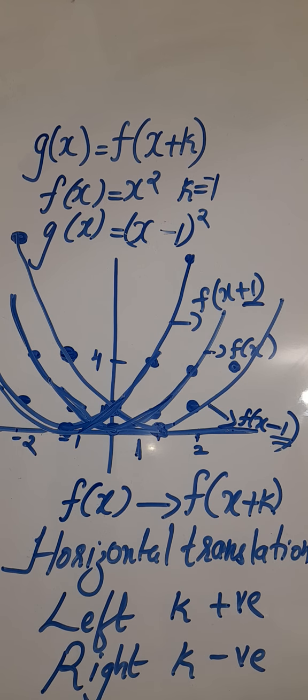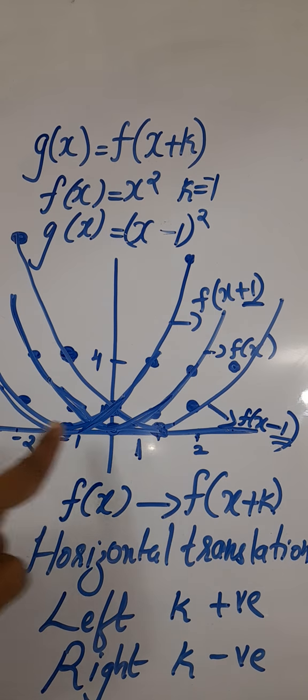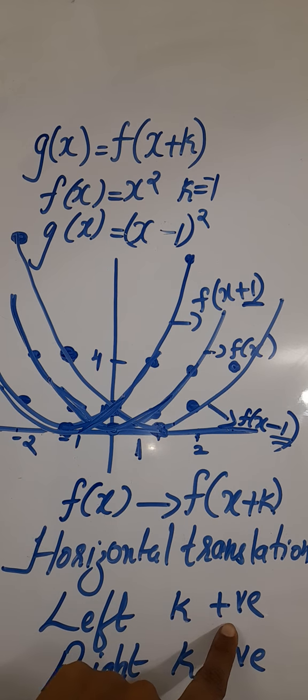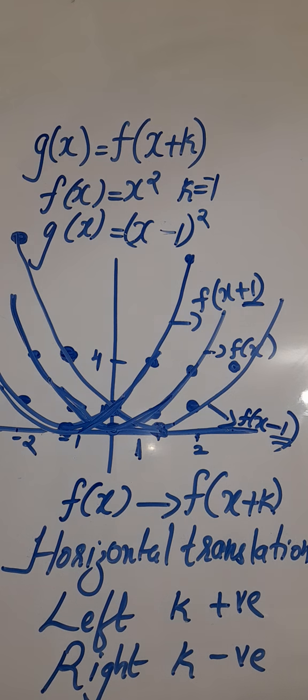You will see that whatever be the function, when f of x transforms to f of x plus k, you end up getting a horizontal translation. The curve moves, translates or shifts to the left side if k is positive. It translates to the right side if k is negative.